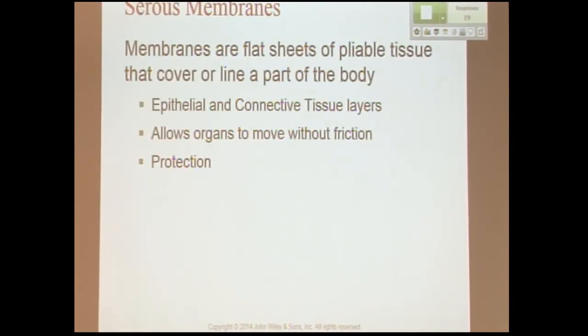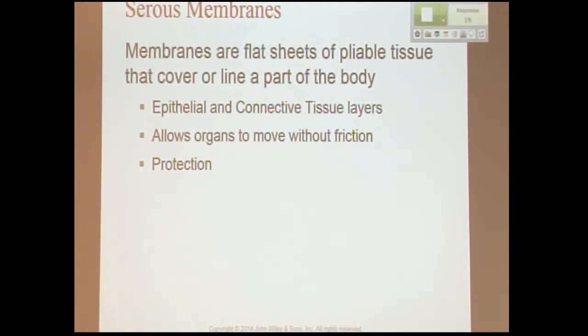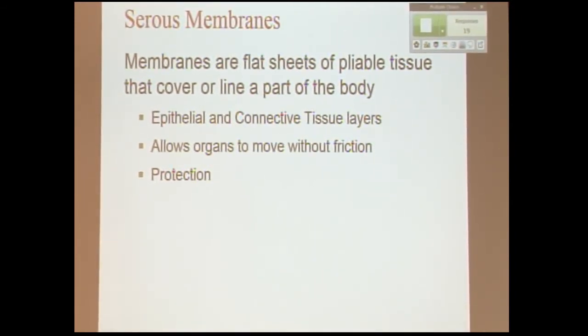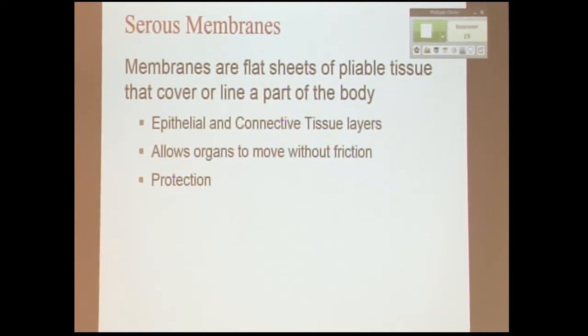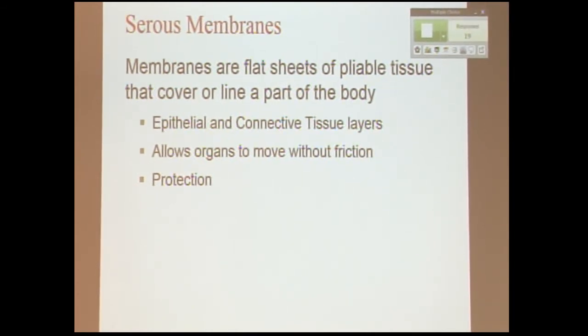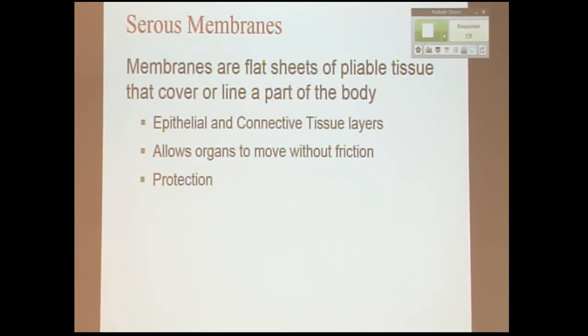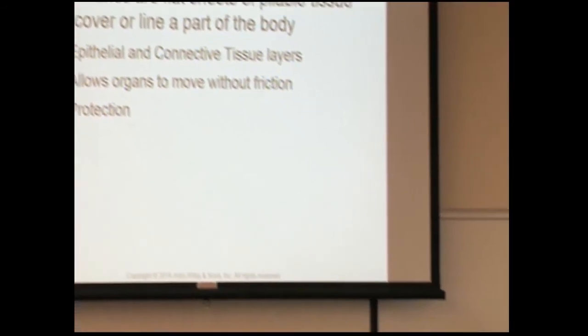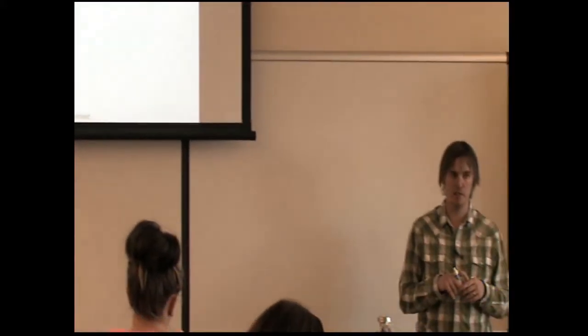But I do want to talk real quick about serous membranes. We talked about those in chapter 1, if you remember. The peritoneum, the pleural membrane, the pericardium. A serous membrane is a combination of epithelium and connective tissue. It lets organs move without friction, like you'll learn in chapter 1, and it kind of protects them from outside things getting to them.